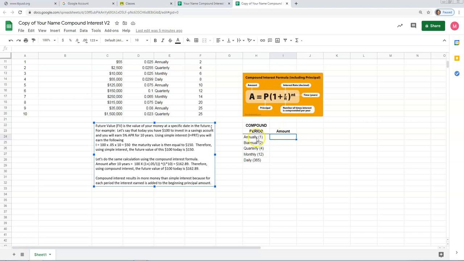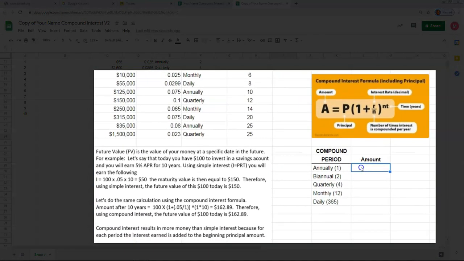Let's go ahead and start with an annual compounding period. We'll start with the equal sign, as we always do. The principal amount is here, $100. We need to multiply that times 1 plus r divided by n. So we need to control that order of operations with a parenthesis. 1 plus, now when we get to the interest rate divided by the number of compounding periods, that division needs to occur before any of the other calculations. So we need to control that with a set of parentheses.